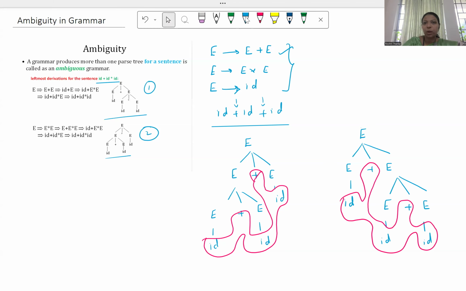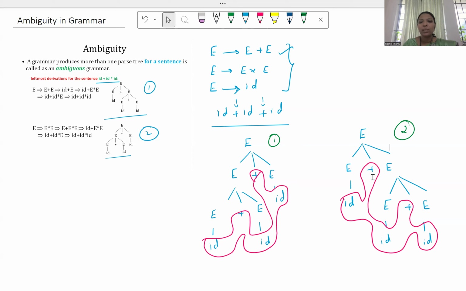But if you see here now, for the same output string ID plus ID plus ID, I have two parse trees. This is one parse tree and this is another parse tree. That is why this grammar is called ambiguous. This is the output string I want to bring, and for the same output string, I have two parse trees. So it's an ambiguous grammar.